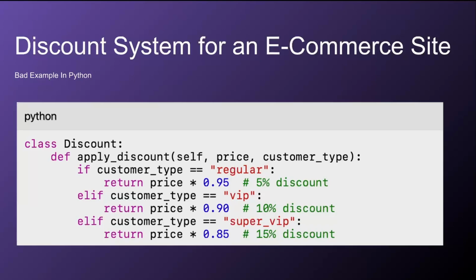So there is a method apply_discount, and it is taking price and customer type, and on the basis of customer type, whether it is regular, VIP, or super VIP, it is calculating the discount. For regular, it is multiplying price with some number, for VIP another number, and similarly for super VIP. So this is how it is working. It looks fine, but let's see what the issue is.